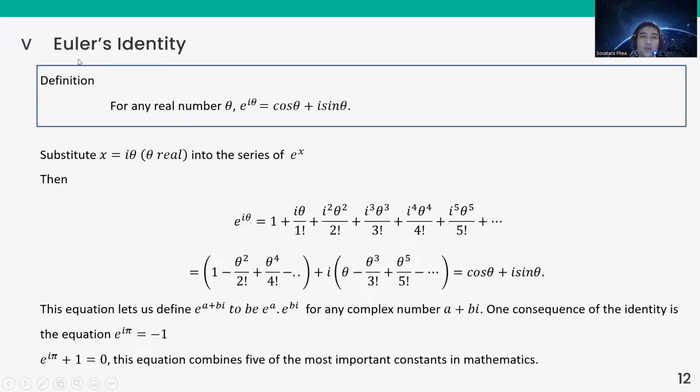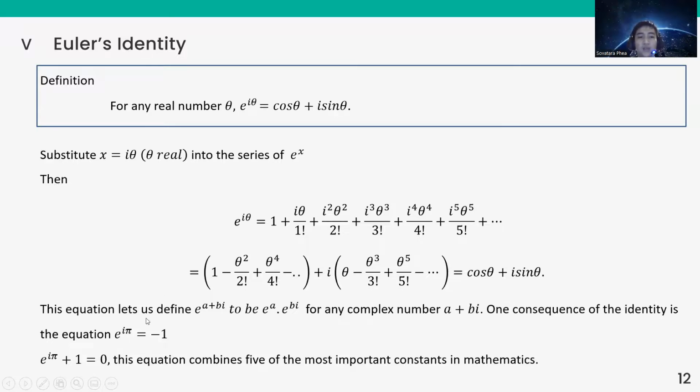And here is the last point, Euler's identity. The definition of Euler's identity for any real number theta, e to the power i theta equal to cos theta plus i sin theta. And if you want to know how they got this equation, first substitute x equal to i theta, when theta is a real number, into the series of e to the power of x. And here you can see that we substitute x equal to i theta into the series of e to the power of x, and then we get cos theta plus i sin theta.